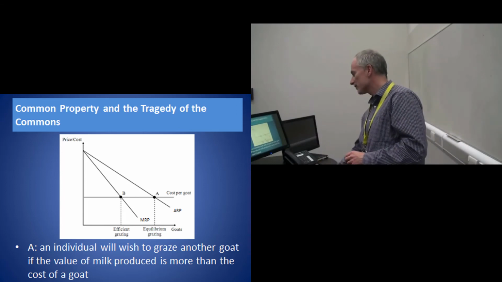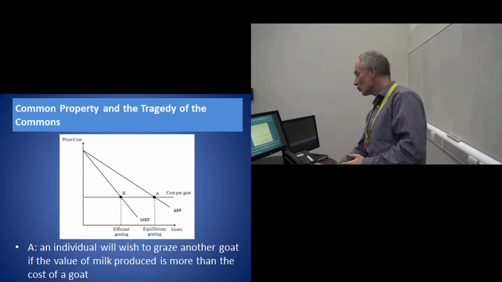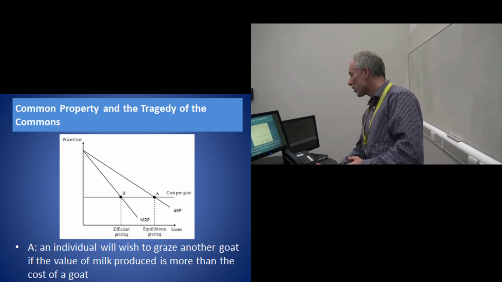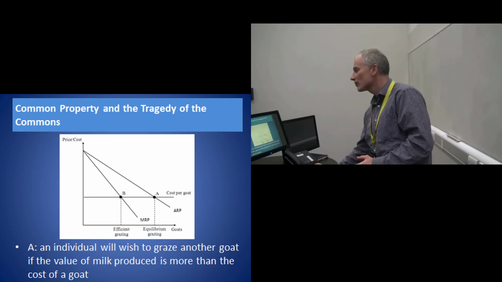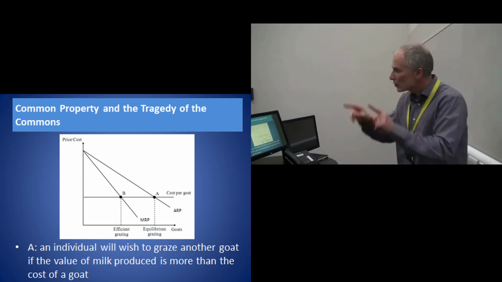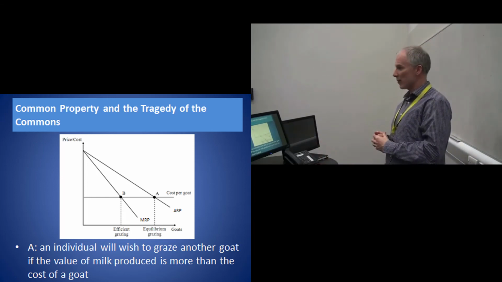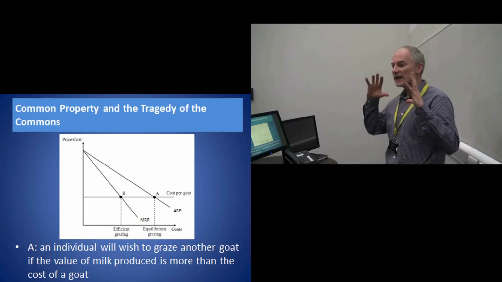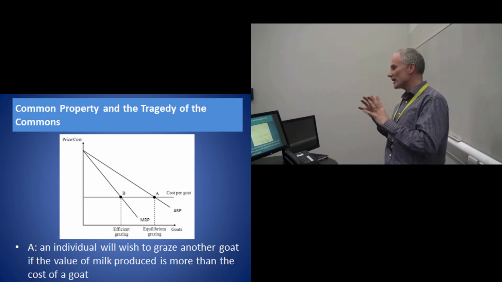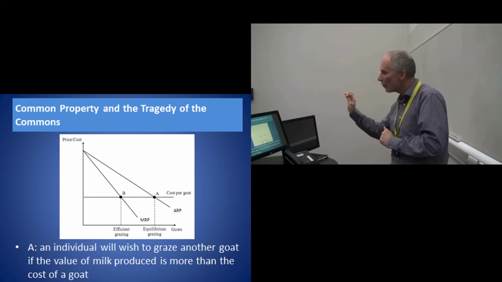Anywhere to the right of point A, the value of output that goats can produce is less than the cost. And so you wouldn't want to graze goats anywhere to the right of that equilibrium grazing at point A. So you graze goats all the way until that point. That is the equilibrium grazing when we have common property.